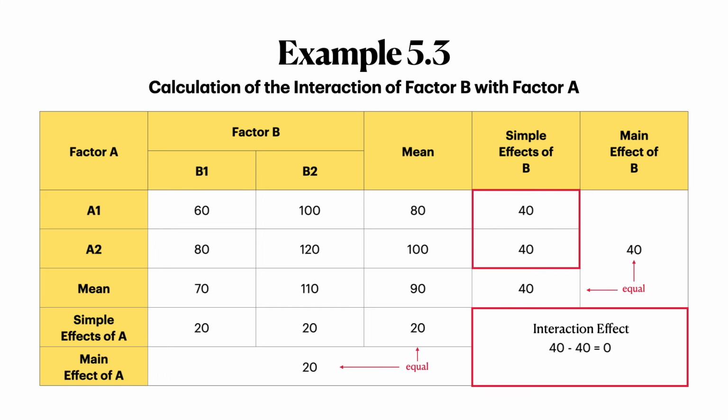This shows the calculation in the context of the table. To find the interaction of B with A, we're going to take the difference between the simple effects of B, and so 40 minus 40. In particular, we're taking the difference between the simple effect of B at the first level of A minus the simple effect of B at the second level of A. And so we get 40 minus 40, or 0.